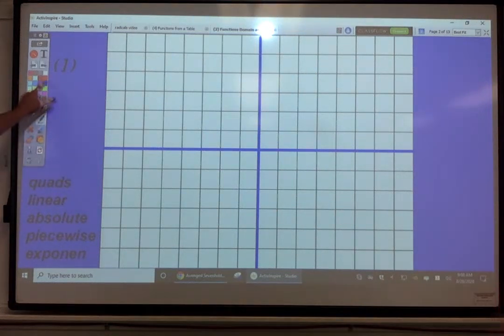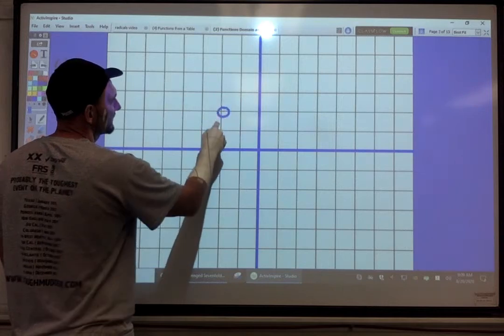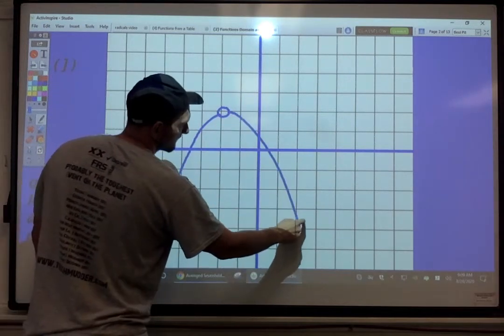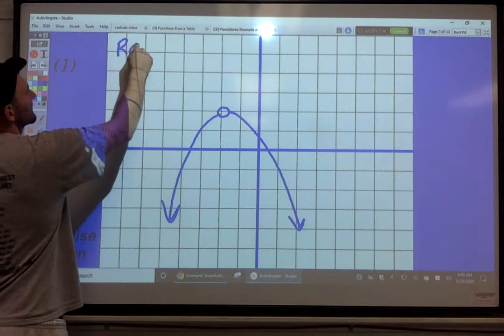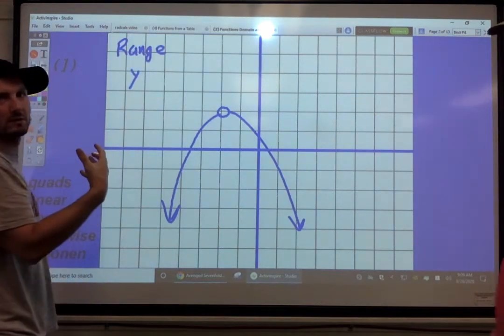Let's change it up to blue. Now we'll do another quadratic. This time we'll throw in a little curveball there. Ooh. And it's going down. Alright. I'm going to do range this time, just to be different. So I got the range. So that's my y values.